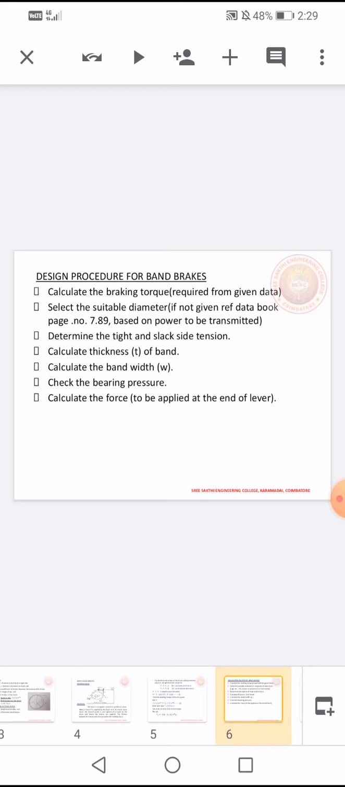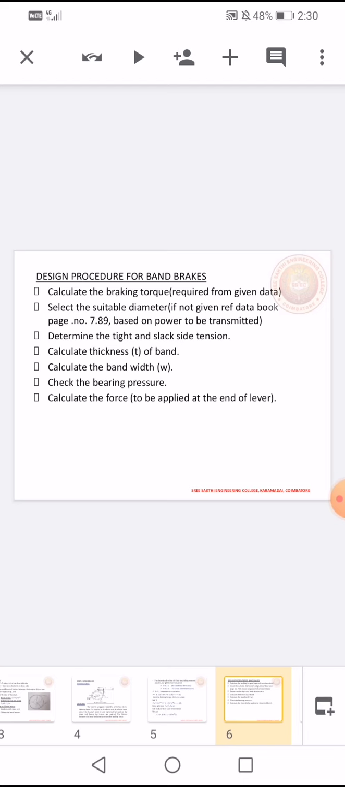Next, design procedure for band brakes. It has 7 steps. These are all the steps to design the simple band brakes. In the first step, calculate braking torque. Second one is selection of suitable braking drum diameter. If not given, refer to data book page number 7.89 based on the power to be transmitted.